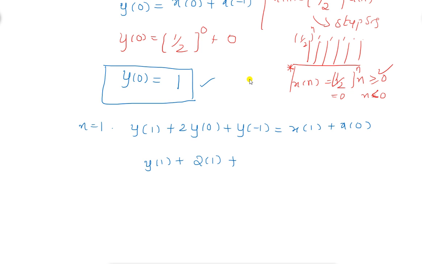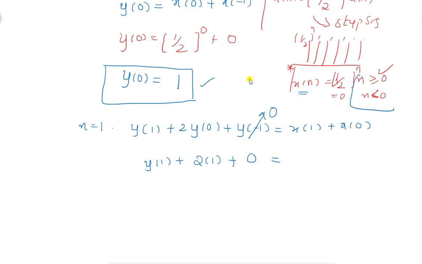Clearly, there are no initial conditions, so this value is equal to 0 and we can write directly 0. Again, x of 1 plus x of 0. That is very important. What is the case? According to the definition, x of n is equal to 1 by 2 whole to the power of n. What is the condition? If n is greater than or equal to 0. If n is less than 0, what is the value of x of n? x of n is equal to 0.